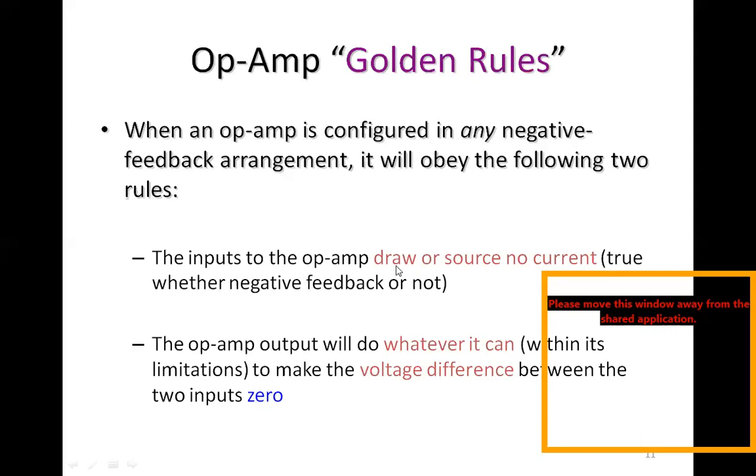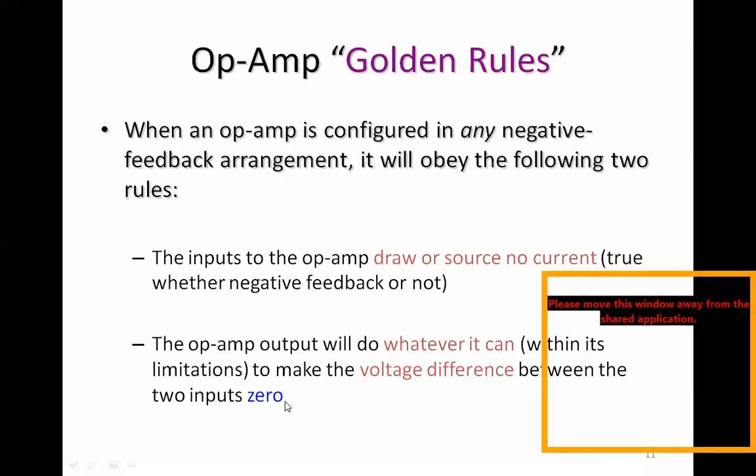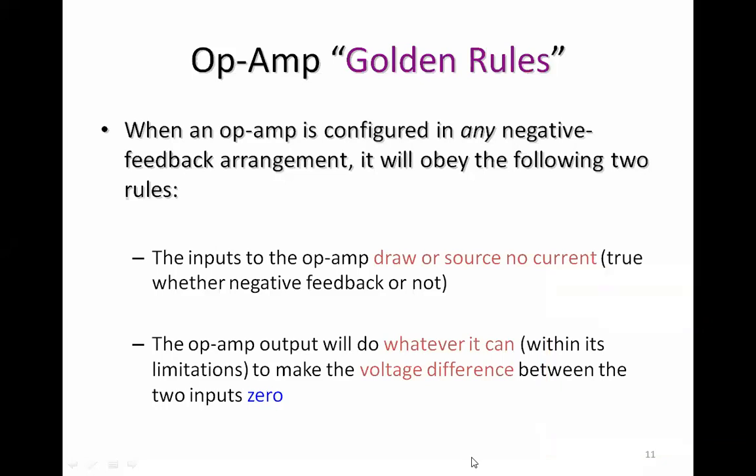The inputs to the op-amp draw or source no current. Okay, the inputs to the op-amp never draw any current, which means there's no current flowing through the inputs of op-amp, but there's going to be a voltage difference. The op-amp output will do whatever it can to make the voltage difference between the two inputs zero. So even though there is a difference voltage given between them, it will try and make sure that those differences are nullified. Okay.